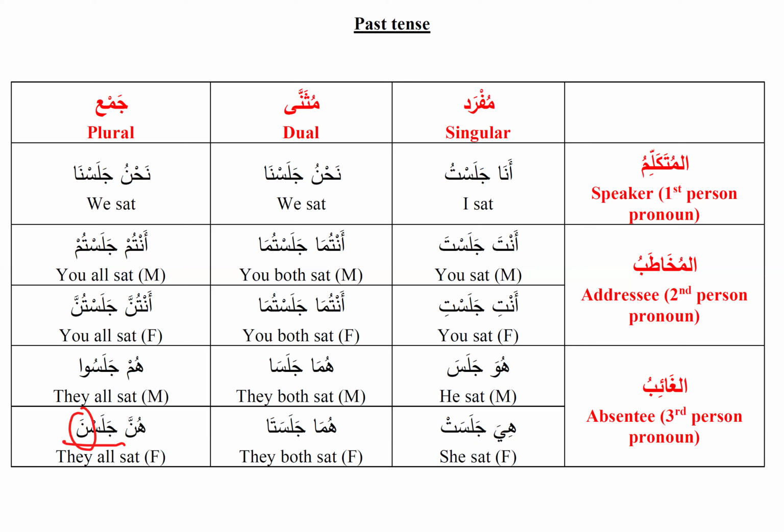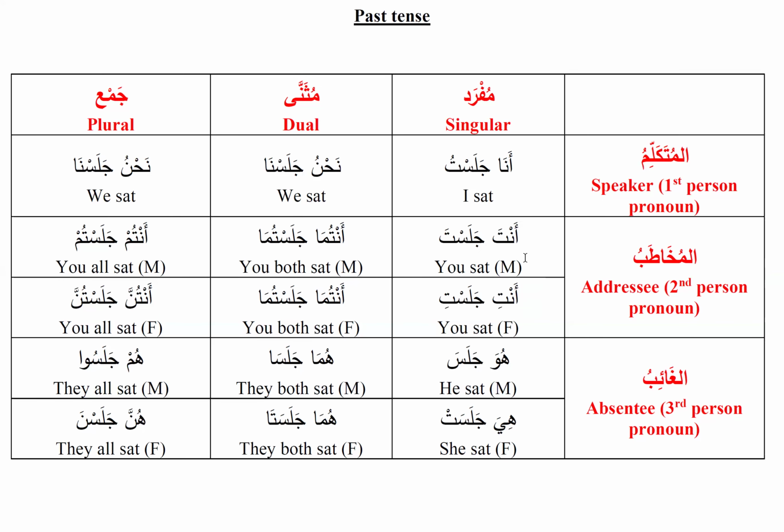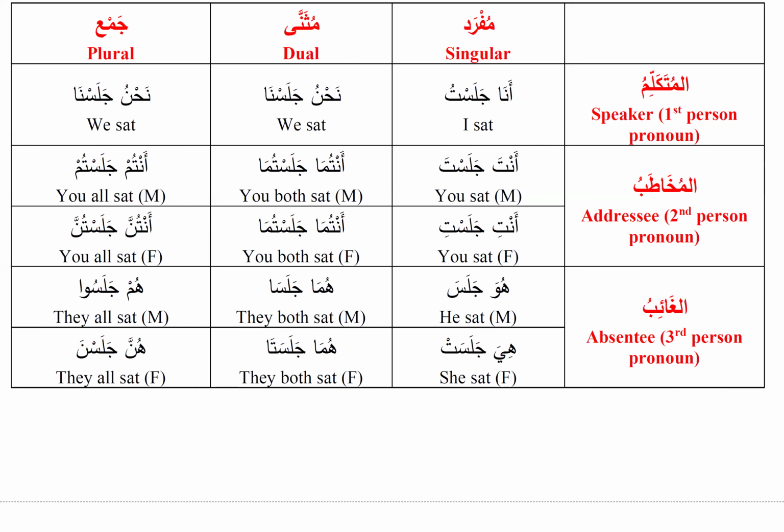So we'll just read this from the beginning. You have ana jalastu, I sat. Nahnu jalasna, we sat. And also nahnu jalasna, for we sat for plural. Anta jalasta, antuma jalastuma, antum jalastum, anti jalasti, antuma jalastuma, antunna jalastunna. Then coming to ghaib, huwa jalasa, huma jalasa, hum jalasu, hiya jalasat, huma jalasata, hunna jalasna. So that was for fi'al madi, past tense.